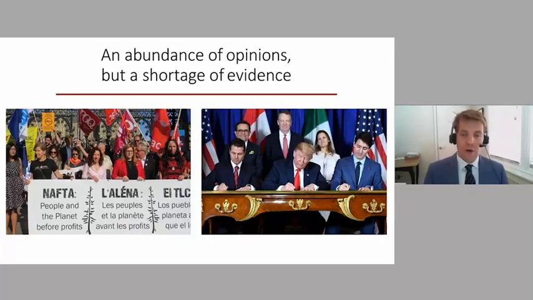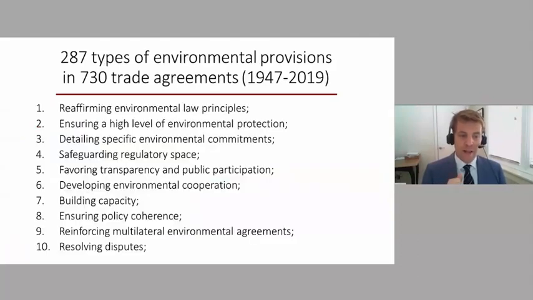So to find out, I identified close to 300 different types of environmental provision. Here, what you have on this slide, you have 10 broad categories of environmental provision, but keep in mind that within each of those categories, there's on average 30 different, more specific types of environmental provision. So for example, the first category here, you have environmental law principles. So under this broad category, you have things like the precautionary principle, the prevention principle, the polluter pays principle, the common but shared responsibility principle, and so on.